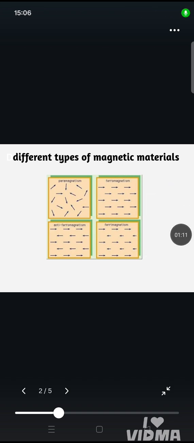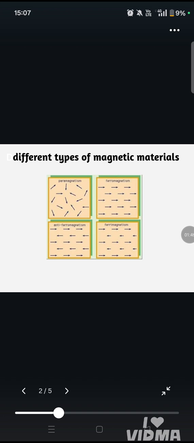Now, what is magnetic moment? Every atom contains electrons, and these electrons rotate around the nucleus and also spin about their own axis. Due to this motion, each atom behaves like a tiny magnet, which we call a magnetic dipole. The way these tiny magnetic moments are arranged inside a magnetic material decides how that material behaves magnetically.